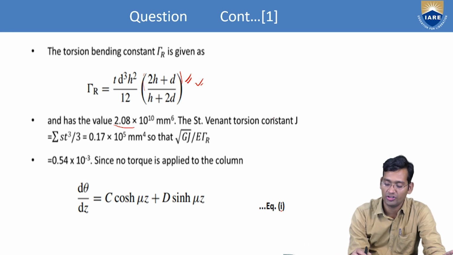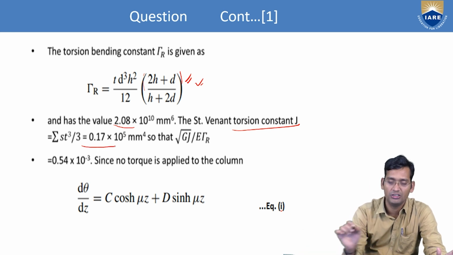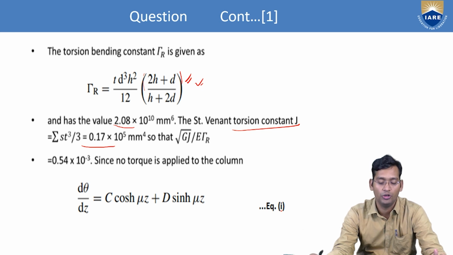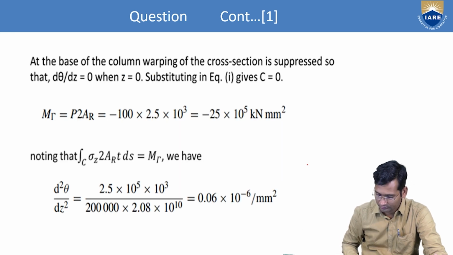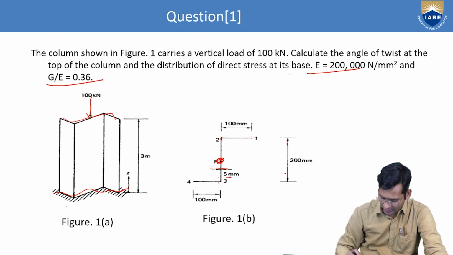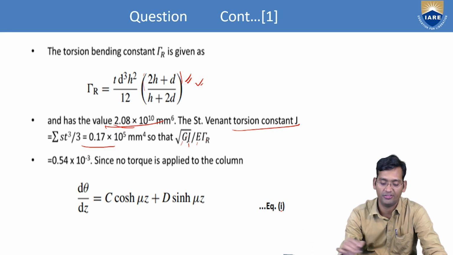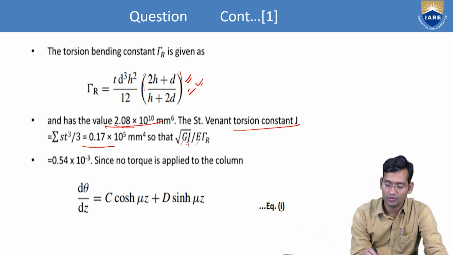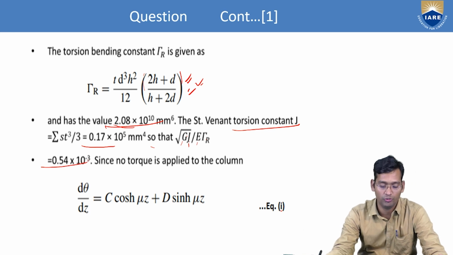Now the torsion constant J is sigma STQ by 12. After putting the values, we get 0.17 into 10 to the power 5 mm to the power 4. Then we need root of GJ by E tau R. We have J, and E and G are given, and tau R we just found. The G by E ratio is given in the question as 0.36, so we can use it directly. After substituting all the values, root of GJ by E tau R gives 0.54 into 10 to the power minus 3.